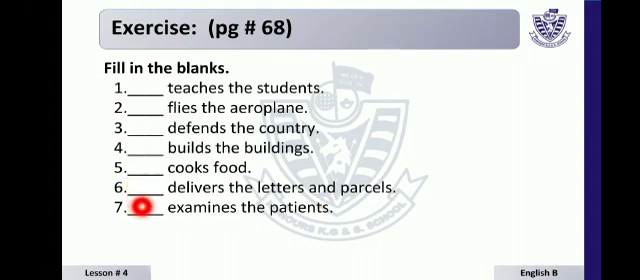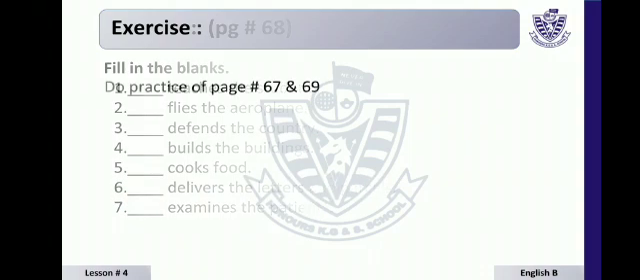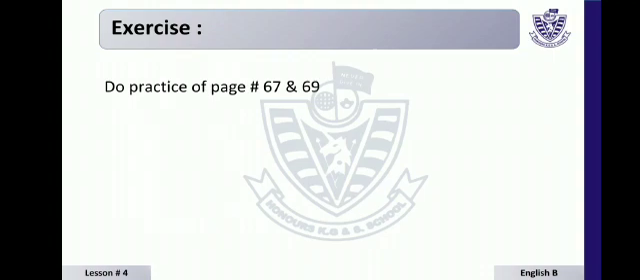Last one is dash examines the patients. We know that doctor examines the patients. So we will write here doctor. Now do practice of page number 67 and 69.